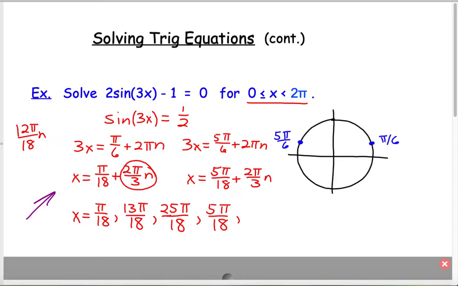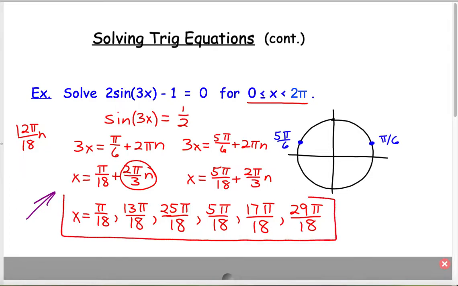And then if I add 2 pi over 3, or 12 pi over 18, to that, I'm going to get 17 pi over 18. And if I add another 2/3 pi, or 12 pi over 18, I'll get 29 pi over 18. That's still less than 2 pi. And if I added one more 12 pi over 18, then I'd have 41 pi over 18. And that's bigger than 2 pi, so I was supposed to stop. So notice all of my answers here are less than 2 pi. And that's what was required between 0 and 2 pi.